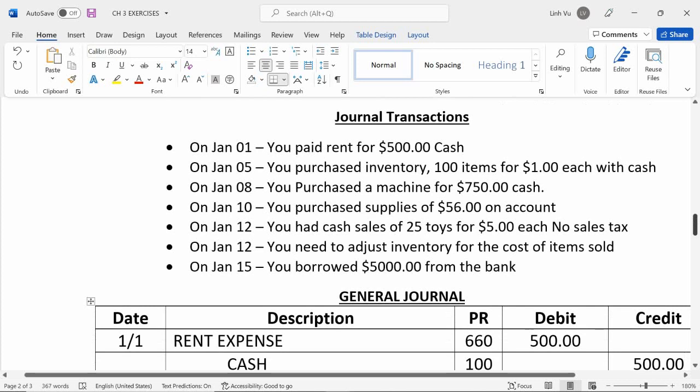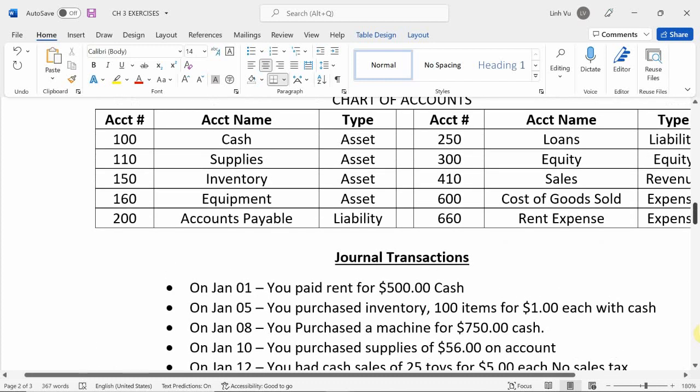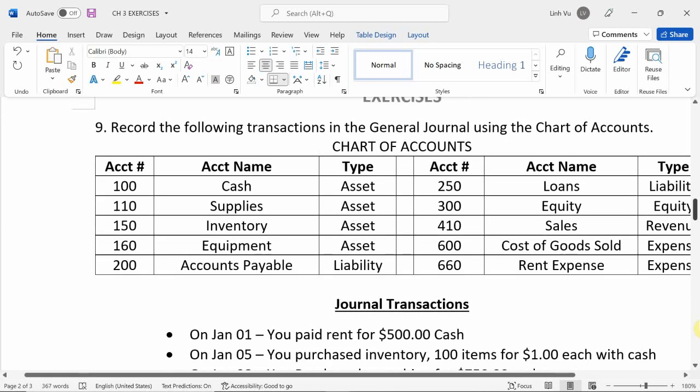So let's go ahead and try to do it on our own together over here, okay? So then on January 5th, you end up purchasing inventory. You purchase 100 items for $1 each with cash. Okay? So go ahead. Okay, so in this case, we're buying inventory for the business. So let's go ahead and determine what accounts are going to be affected. So in this case, what accounts are affected?